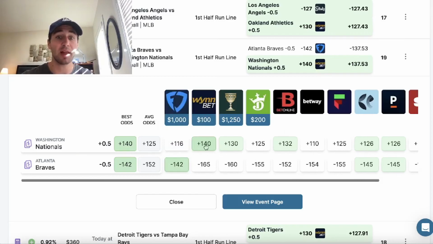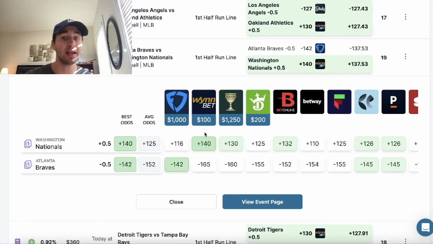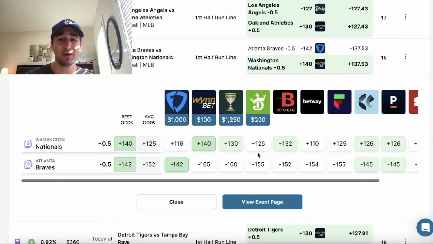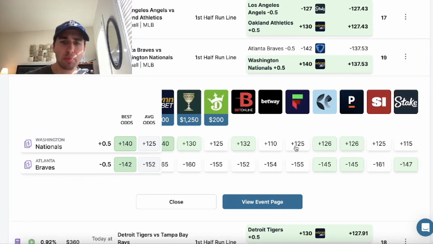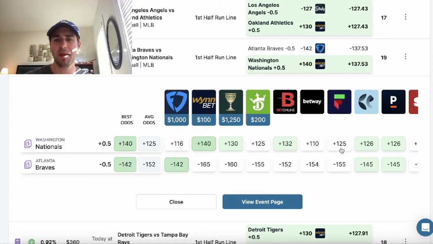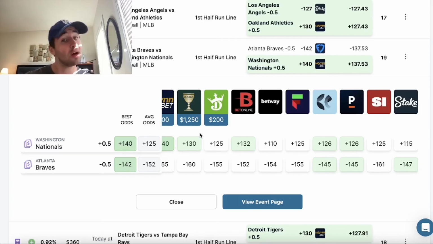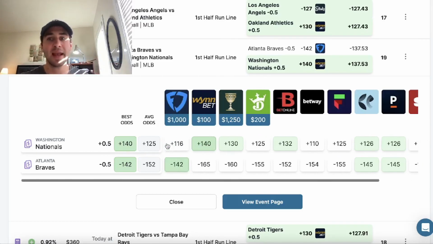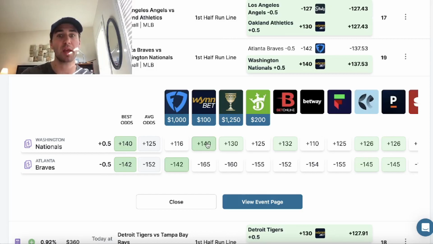So this Nationals play, we're getting really good value, plus half at plus 140 on WinBet. We have numerous other data points, all pricing this around, maybe plus 125 on average. We're getting plus 140. Really good value on WinBet. We found an edge, right? OddsJam scanning the millions of odds on sportsbooks and pointing out these discrepancies to you. And Nationals plus half is obviously a great play to go with.